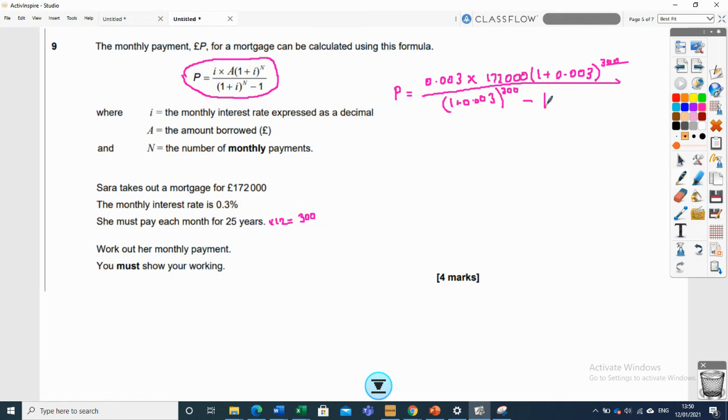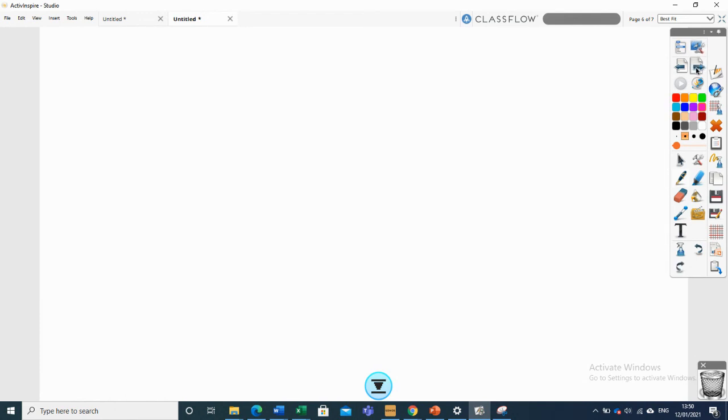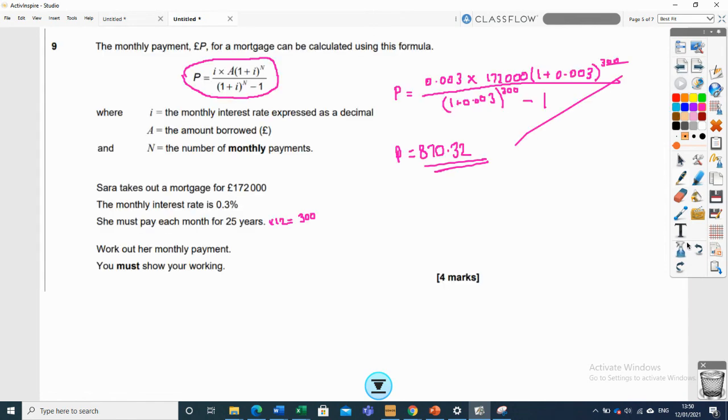All in one, using the fraction button. Payment equals £870.32. Let's just check, work out her monthly payment. You must show your working. We've got all that there. Okay, and that is that for these exam questions. Okay, what I want you to do now is have a go at the additional questions that I've given you. I'll forward the mark scheme later on.